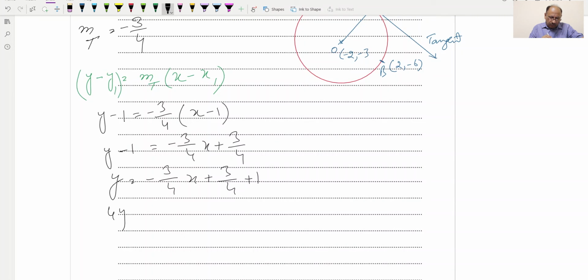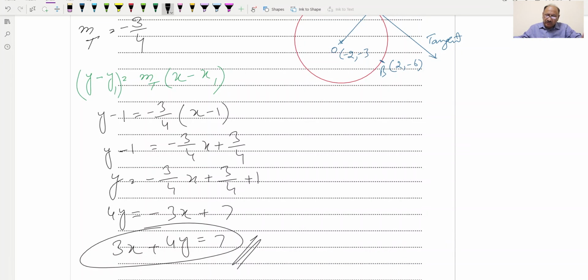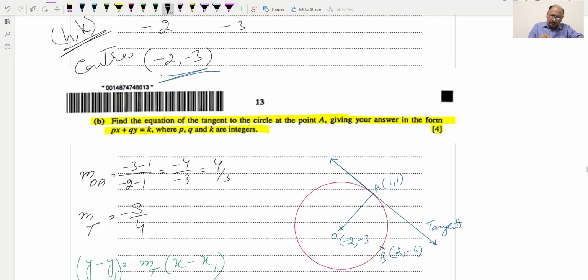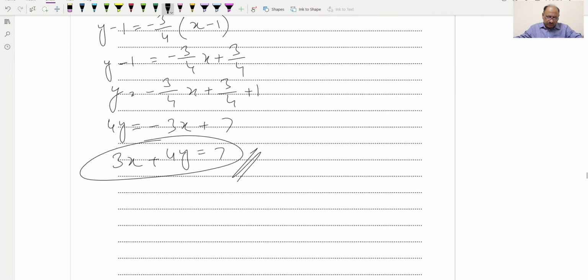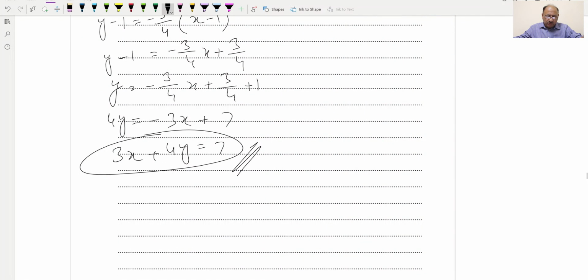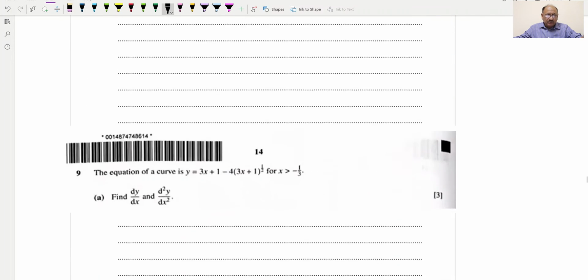So it will be 4y is equal to minus 3x plus 7, and we can rewrite it in the required format. So 3x plus 4y is equal to 7, and this is the required equation of the tangent, which is in the same format as they are requiring. P, Q and R are integers. P value is 3, Q value is 4, and R is 7.